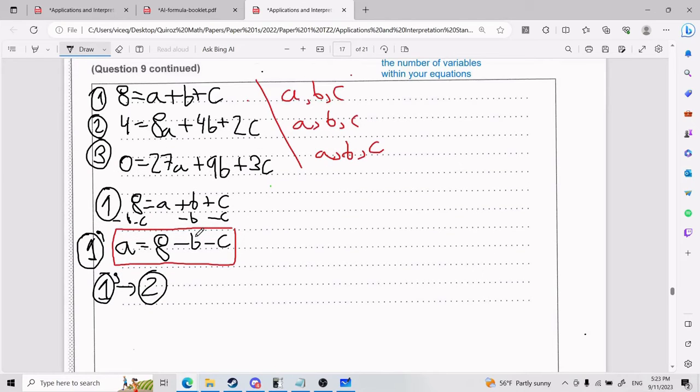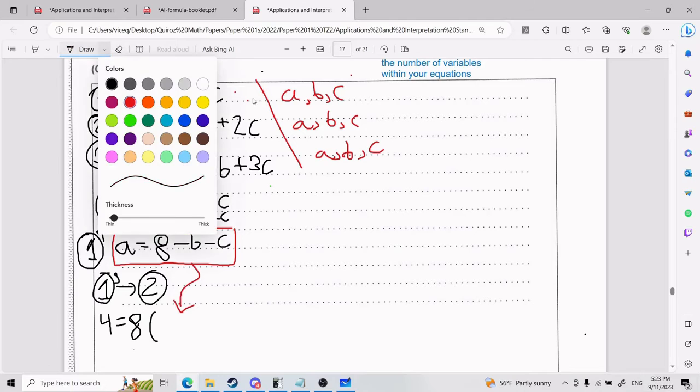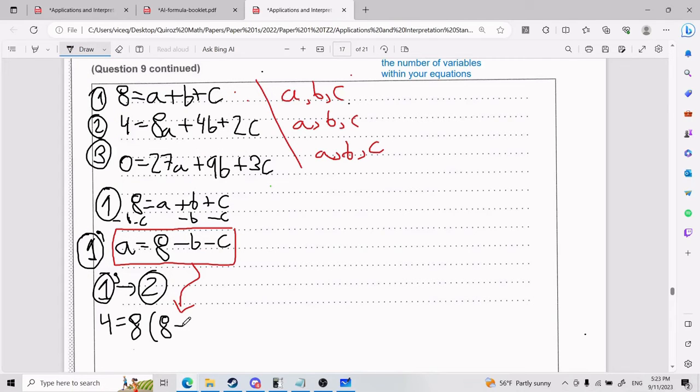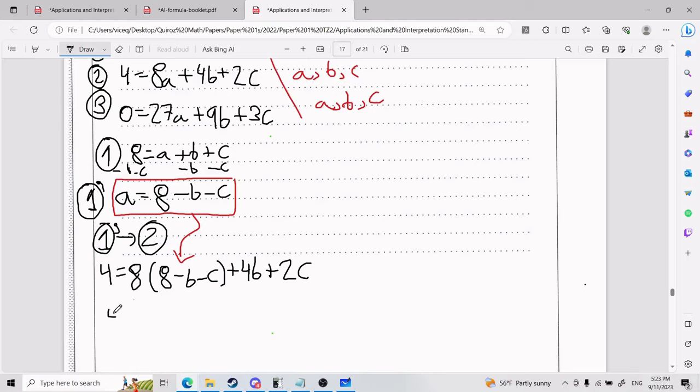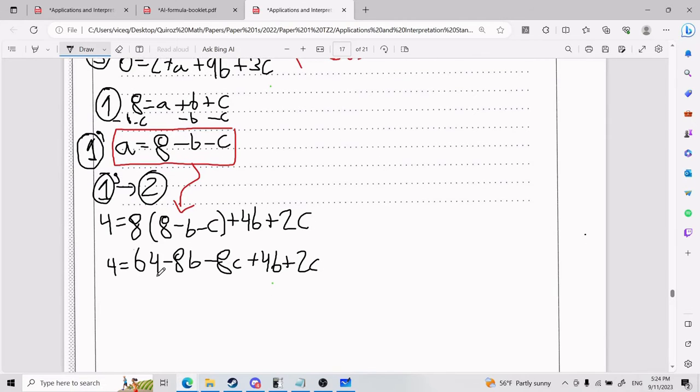So you plug in 1 prime into the second one, you're going to have 4 equals 8a. Now we know that a from substitution, from 1 prime, is this. So 8a is going to be 8 minus b minus c plus 4b plus 2c. And I know this looks kind of nasty, but trust the process, it's going to work out. 8 times 8, 64. 8 times b, minus 8b. 8 times c, minus 8c. Plus 4b plus 2c. So let's combine like terms, leave everything kind of nice.